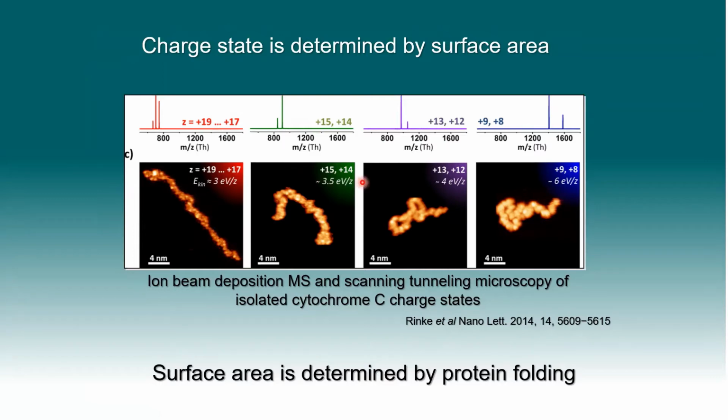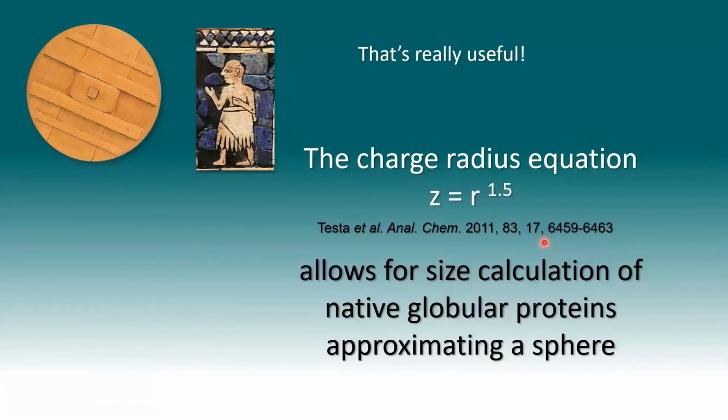As the charge states decrease, the polypeptide becomes more folded until the lowest charge states are the smallest surface area of the most folded protein. So this experiment shows that charge state is determined by surface area, and the surface area is determined by protein folding. So it turns out that is a really, really useful thing.